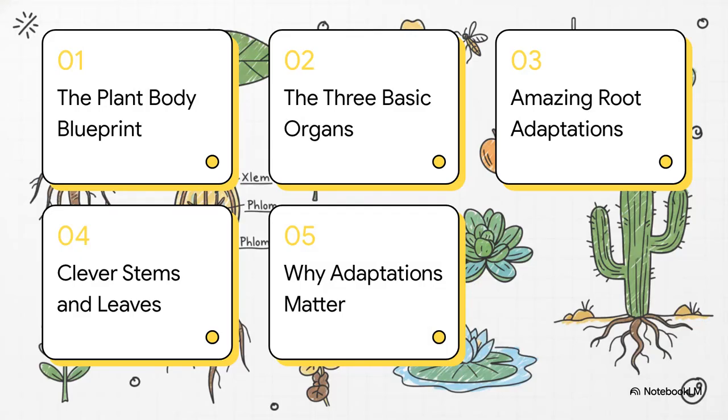Okay, so here's our roadmap for today. This will help you organize your notes. We'll start with the overall plant body blueprint. Then we'll zoom in on the three basic organs. After that, we're going to explore some really amazing adaptations of roots, stems, and leaves. And finally, we'll wrap up by talking about why all of these adaptations are so incredibly important.